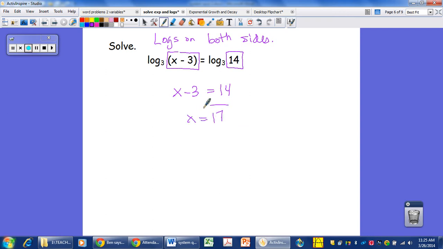So x has to be 17 in order for this value to be 14. And that's basically all there is to it. It's kind of like they divide, but not really. They don't divide. We're just making sure that the log of this equals 14, because the log of one thing has to be that one thing all the time.